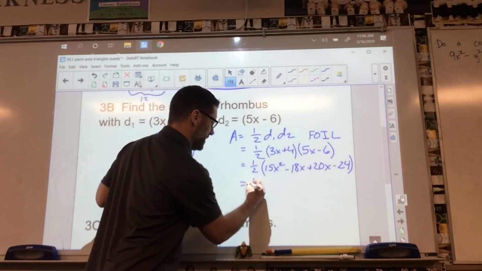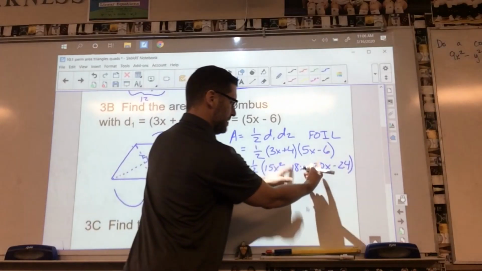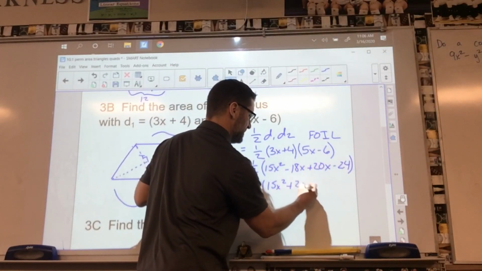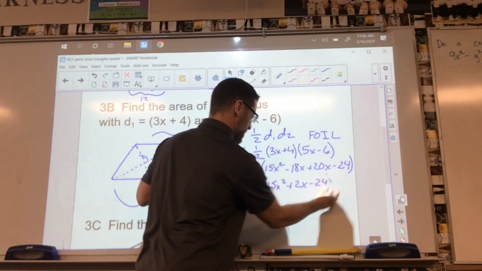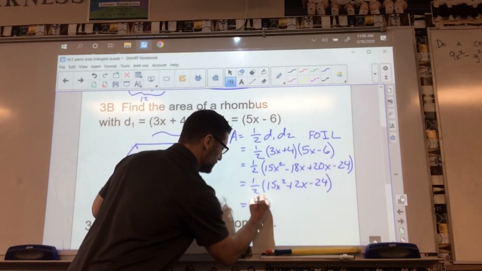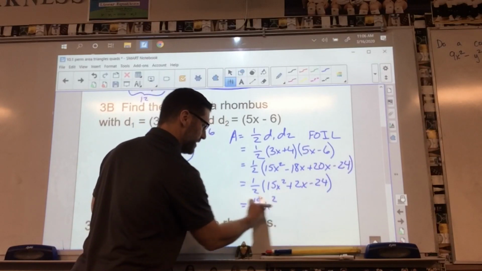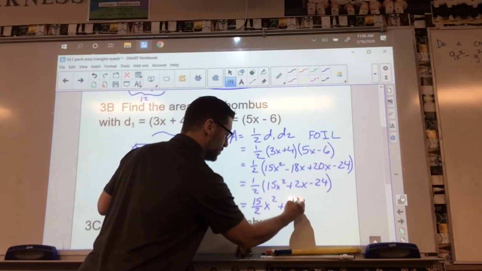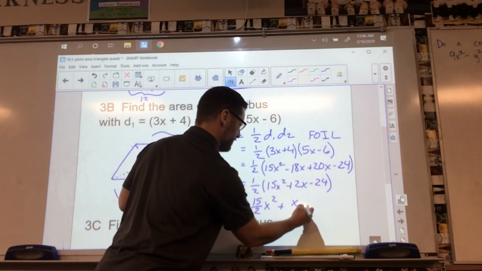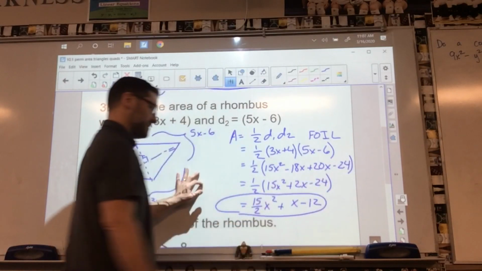So I'm going to take 1/2, and I got 15x squared, that looks like 2x, and minus 24. And half of 15, I'll probably just leave it 15 over 2. You could write it as 7.5 if you wanted. 15 over 2, x squared. Half of 2 is plus 1x, and then half of 24 is minus 12. So we got that.